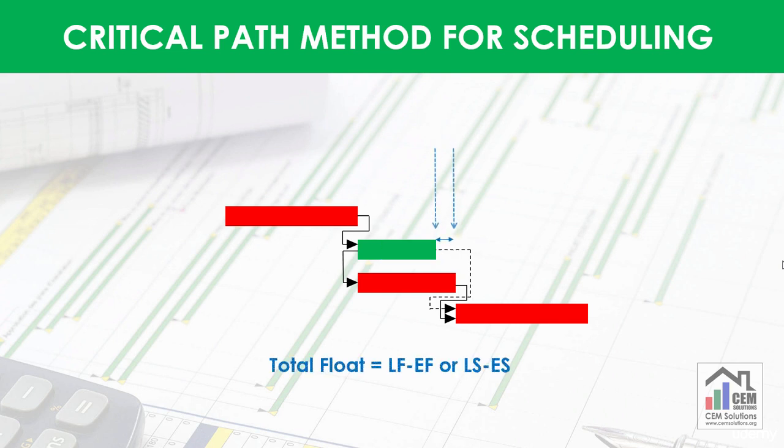Total float is then calculated by subtracting early finish from late finish or early start from late start. Total float means how much an activity can be delayed without delaying project finish date. Details of these calculations are included in one of coming lectures. For now, you just need a basic understanding of CPM technique.